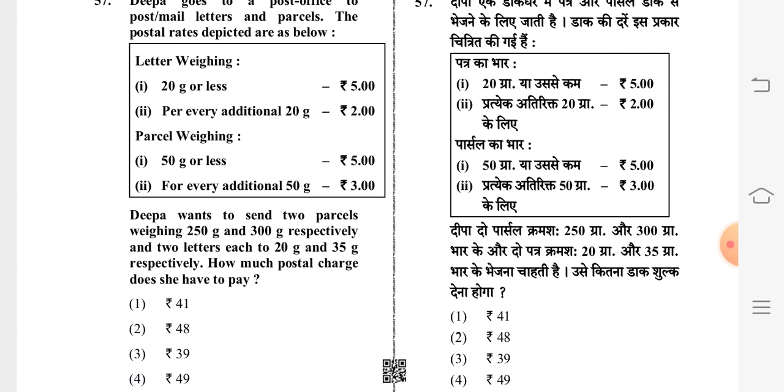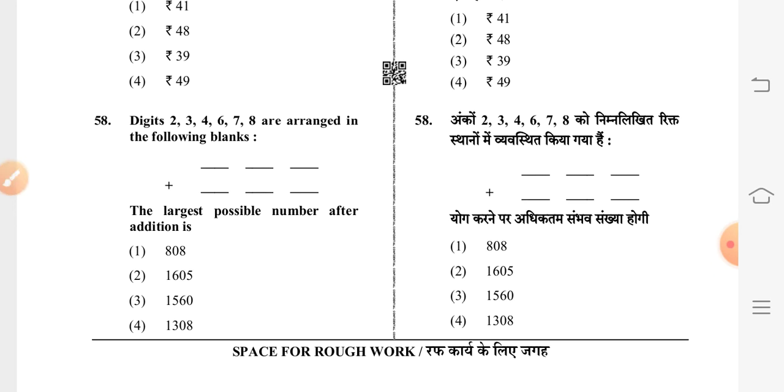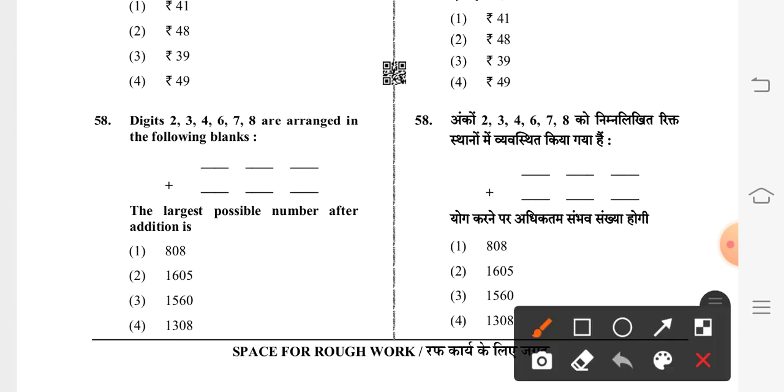Next question. Question number 58. Digits 2, 3, 4, 6, 7, 8 are arranged in the following blanks. The largest possible number after addition is second one, 1605.